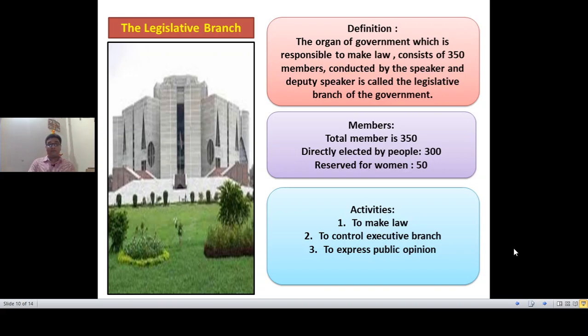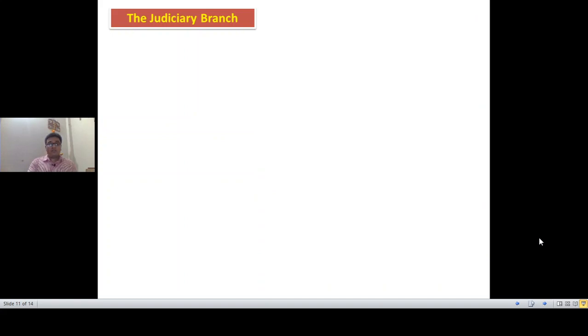Number four, to amend the constitution, and this is one of the prime activities of the legislative branch. Only the legislative branch can amend the constitution, but here it needs two third majority support of the parliament members. So dear students, that's all about the legislative branch.